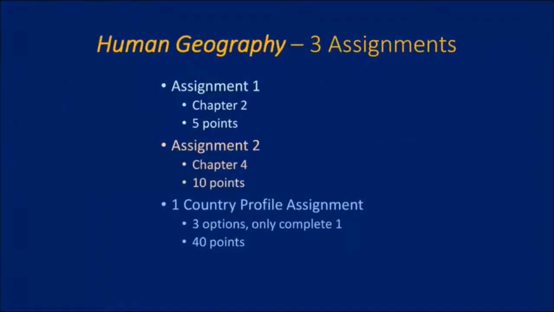Next up are the 3 different assignments, of varying degrees of difficulty represented in the point totals for each. First, assignment 1, located in Chapter 2, will be due during the first week of the semester. It's only worth 5 points, a very simple assignment. Step up the difficulty for assignment 2, found in Chapter 4, worth 10 points. Then there's the country profile assignment.